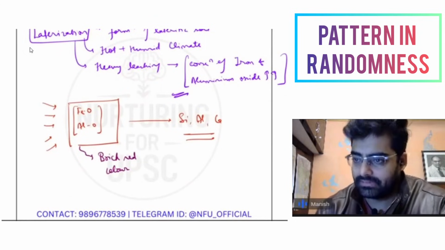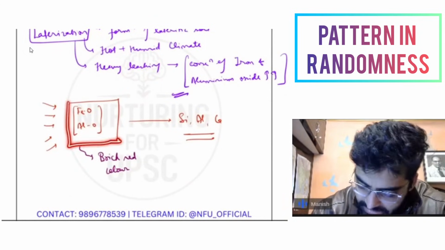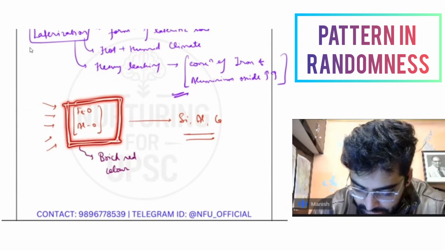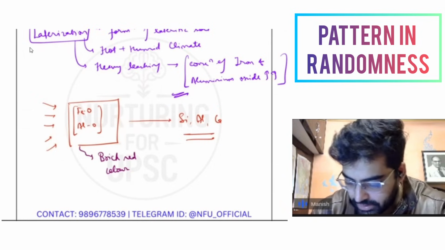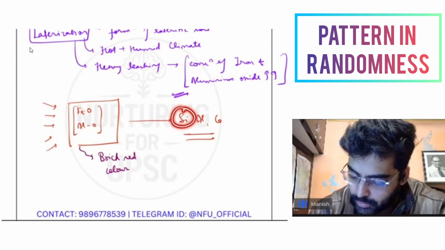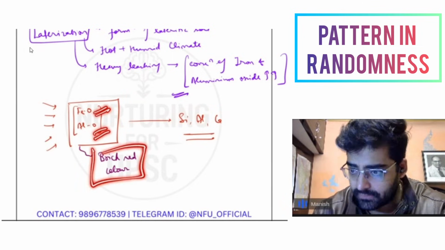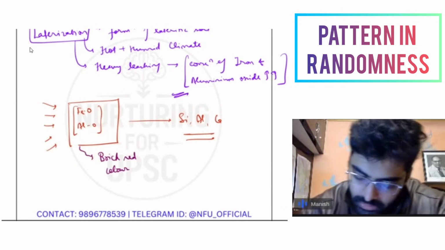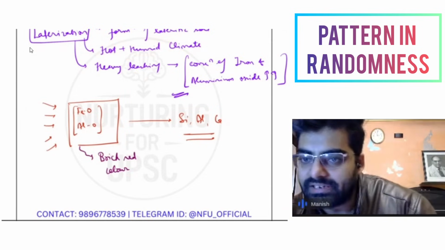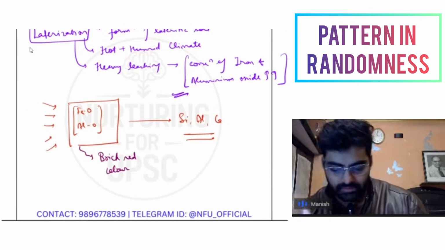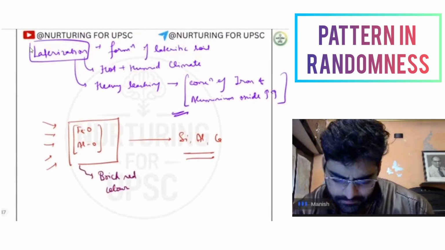Another process is laterization, and it gives rise to lateritic soil. We already discussed this concept. Suppose this is soil, and water comes and passes through it. It washes away silica and calcium, and what remains is iron and aluminium, which makes the color of this soil brick red. It occurs in hot and humid climates. So heavy leaching increases the concentration of iron and aluminium oxide. So it is somewhat opposite to glaciation. It is one way to learn or remember this.